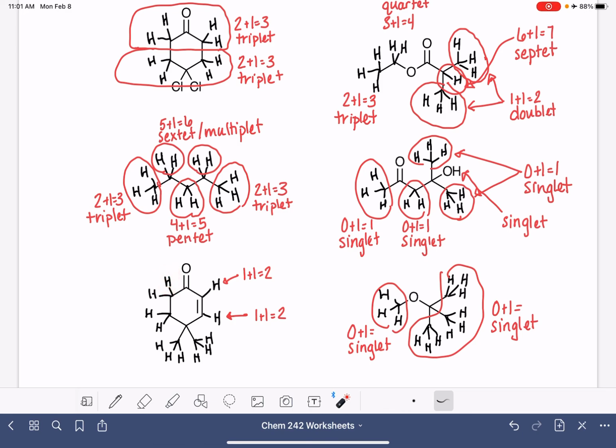Going back up to the top, this one is 1, 2, 3 bonds away from 2. So this is 2 plus 1 is 3, a triplet. And we'll look at these guys next. We know that they're close enough up here, but what about these ones down here? 1, 2, 3, 4, too far away. So these are 2 plus 1 is 3. And these guys down here, we'll just double check one more time. They're too far away from everything. 1, 2, 3, 4. 1, 2, 3, 4, too far away. So all of these are 0 plus 1 is a singlet.